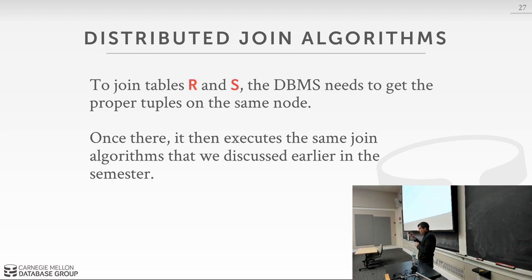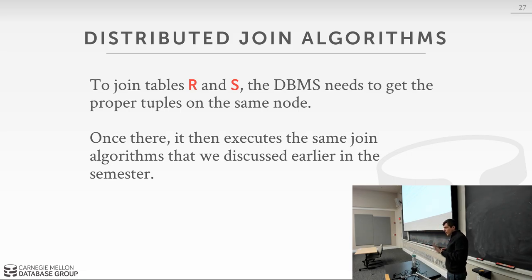So now, once you get all the data on the node to compute the join, you can just use all the same join algorithms we spent a lot of time talking about before: nested loop join, sort merge join, hash join. Right? There's no magical distributed hash join algorithm that's going to be completely different from what we talked about before. You build a hash table, then you probe it. So once we get the data we want in the right location, we just use the same join algorithms that we talked about before.